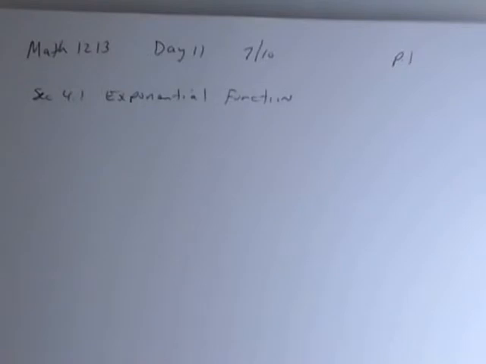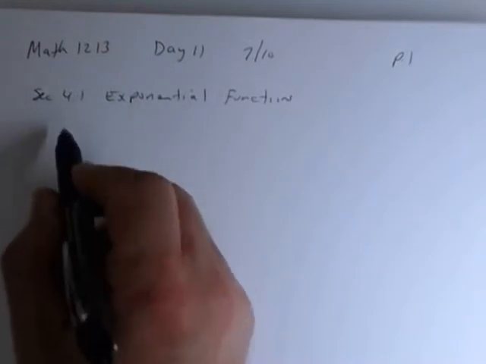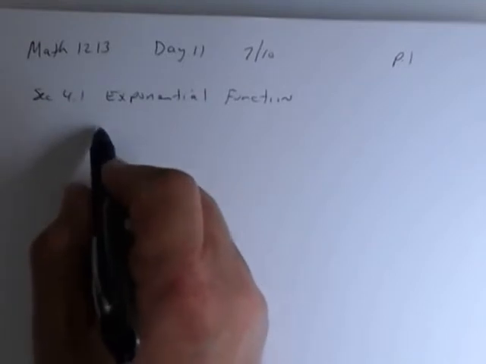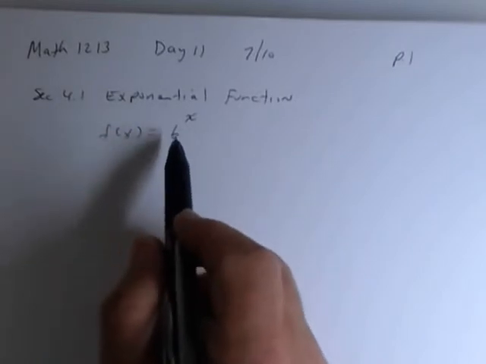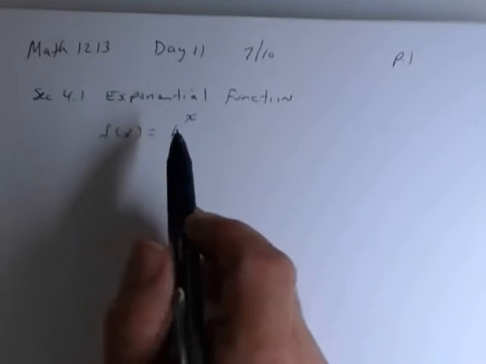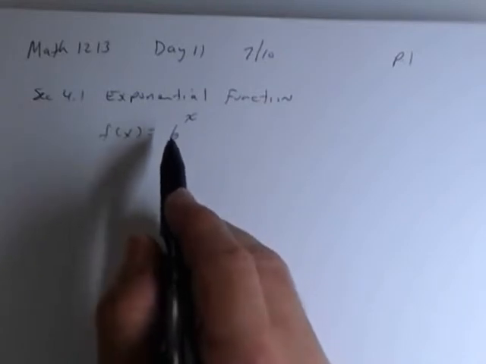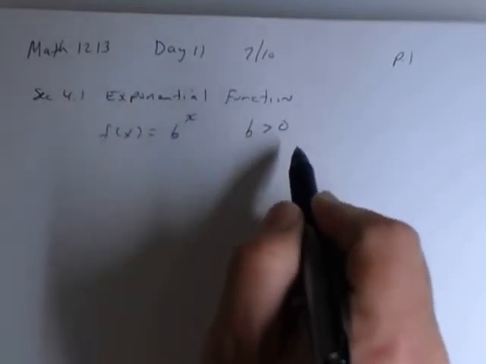Okay, so in section 4.1, the exponential functions, remember last class period, we talked about the definition of an exponential function. It was f of x equal b to the x. So b is your base and x is your exponent. Remember, in an exponential function, where's the variable located? In the exponent.